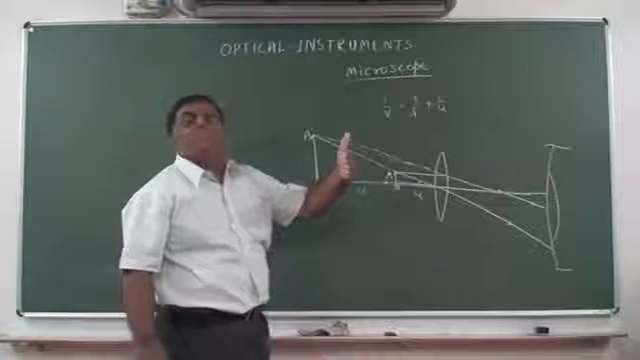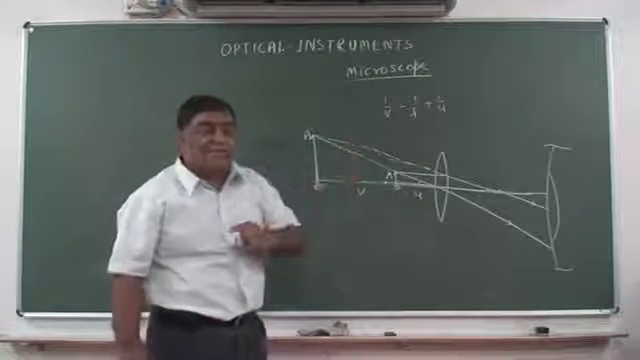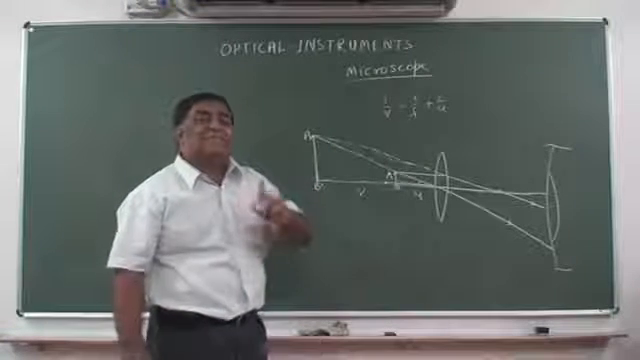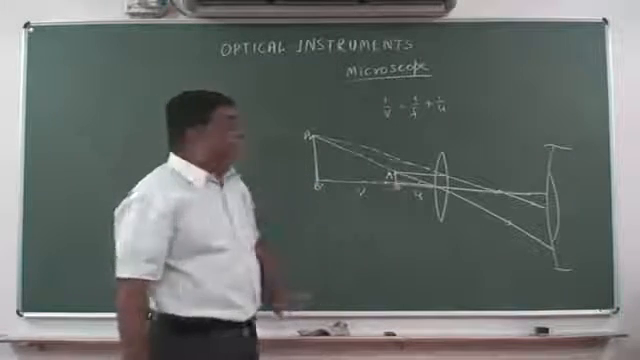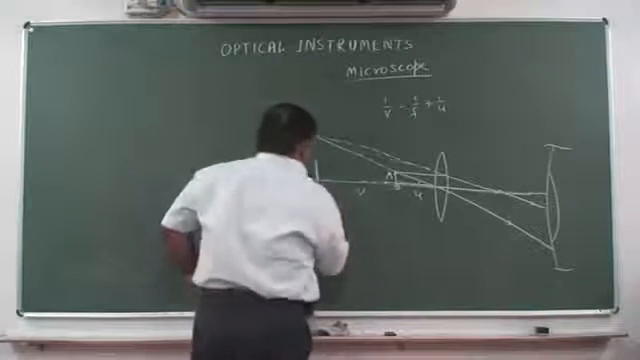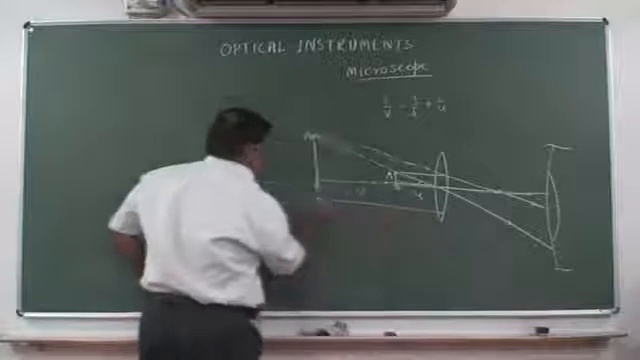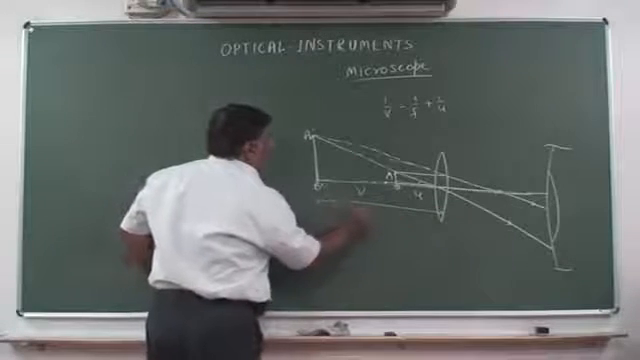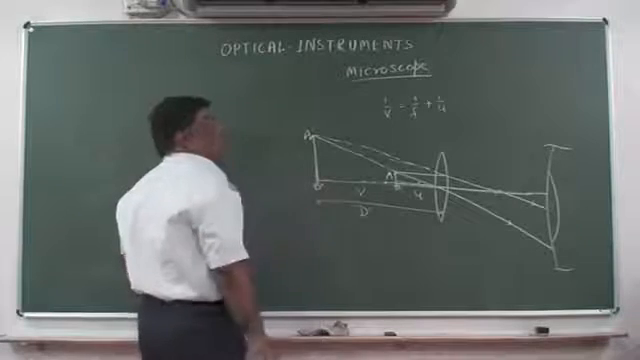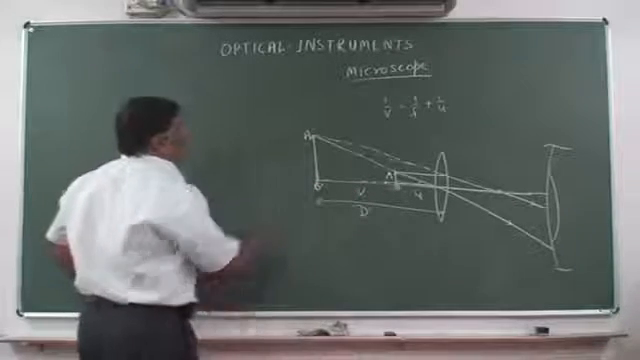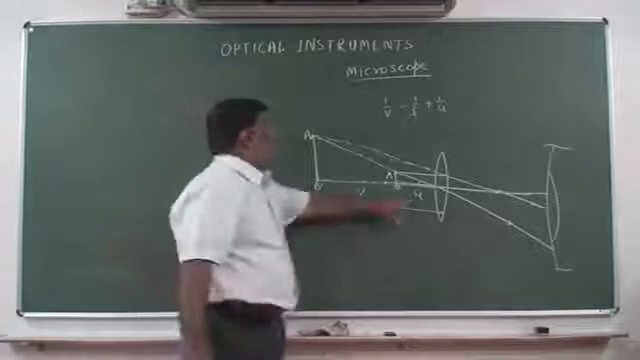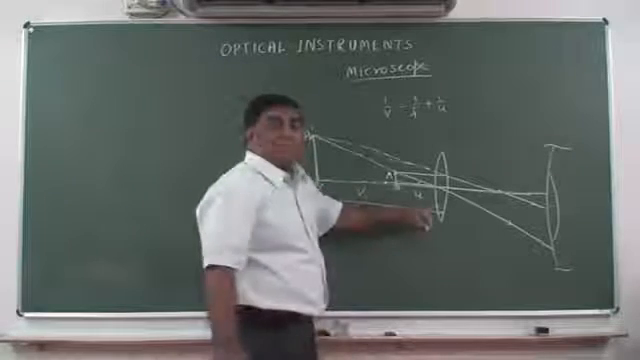We know 25 centimeter. What do we call that distance? The least distance of distinct vision. What is the symbol of that? Capital D. So where should the image be formed? The answer is, image should be formed at distance D. That is for clear vision. Okay, so this we will form here, and how do we achieve this?